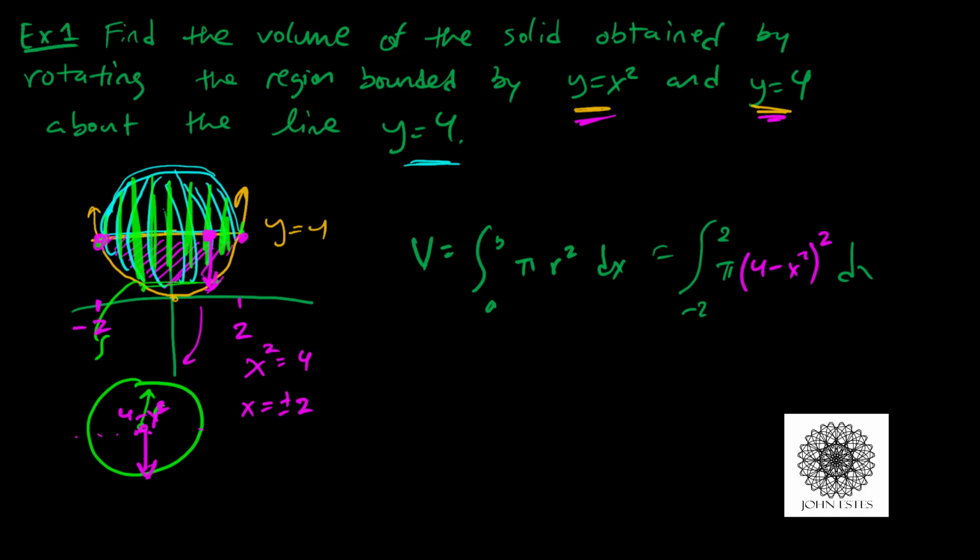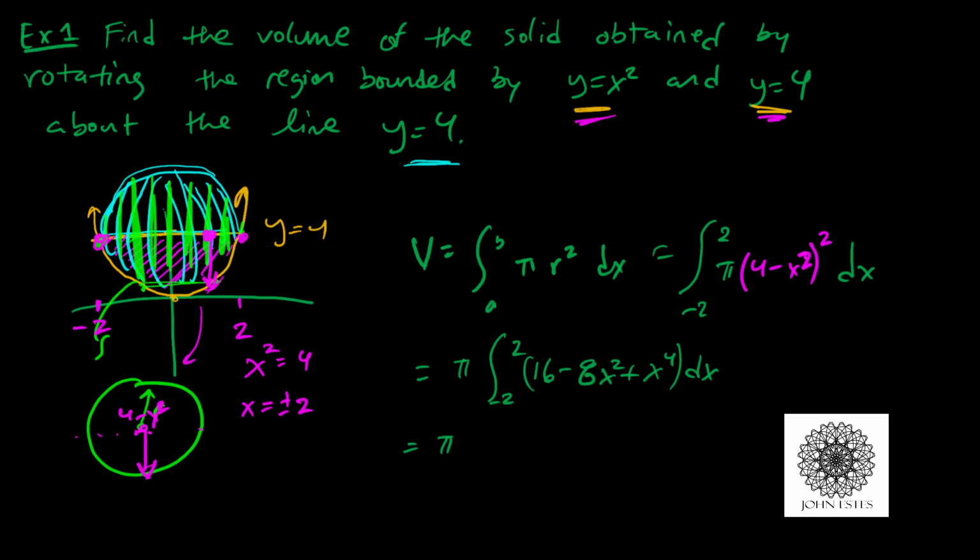This is why I'm saying don't just memorize the integration formula for the disk method. You have to understand where you're getting these pieces from. Otherwise, it's going to be very difficult. So here I'm going to integrate. We can take out the pi, and I want to FOIL out the 4 minus x squared. That gives me 16 minus 8x squared plus x to the fourth dx, and that's a polynomial, so that's pretty easy to integrate.